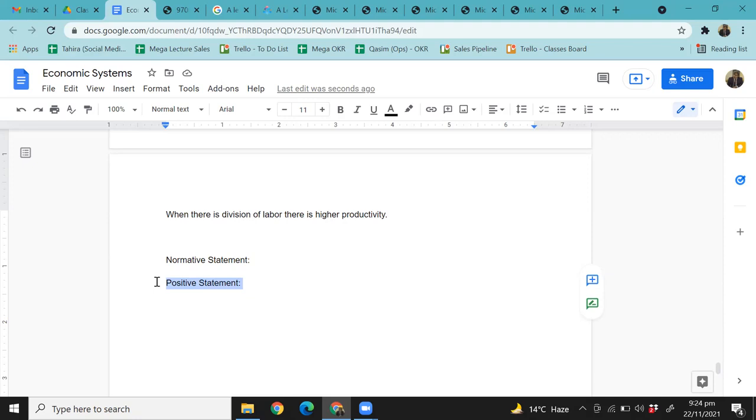Another thing, if I say that 5 million people in Pakistan are unemployed. Now, whether the number itself is correct or not, it is still a positive statement because we can verify it. We know who is unemployed. How do we define the term unemployed? And we can check if 5 million people are unemployed in Pakistan or not. So any statement that is a fact or something that can be verified with globally accepted standards is a positive statement.